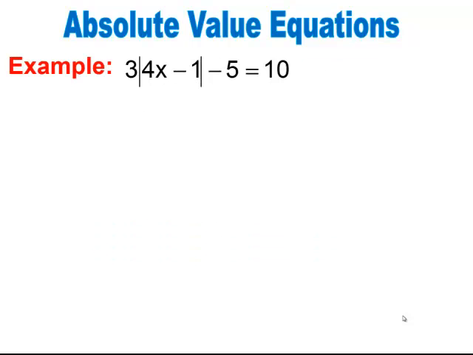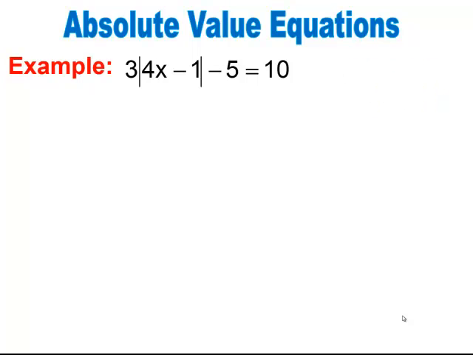So this next example, we have an absolute value, but we have things with it. So whenever you're dealing with absolute value equations, you have to first isolate the absolute value expression, which means you have to get the absolute value by itself. And you have to do what you do in the equation.